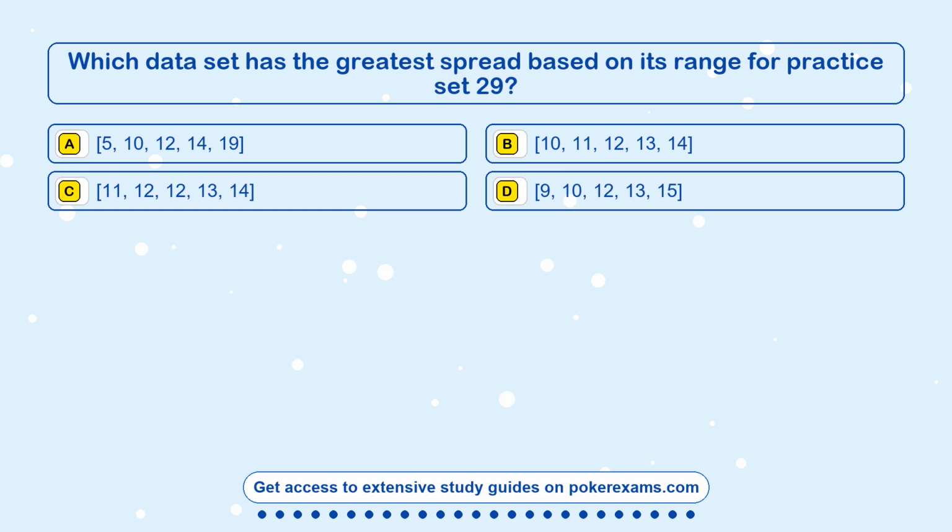Question 21. Which data set has the greatest spread based on its range for practice set 29? Option A 5, 10, 12, 14, 19. Option B 10, 11, 12, 13, 14. Option C 11, 12, 12, 13, 14. Option D 9, 10, 12, 13, 15.